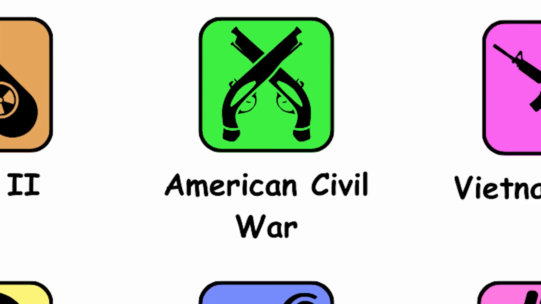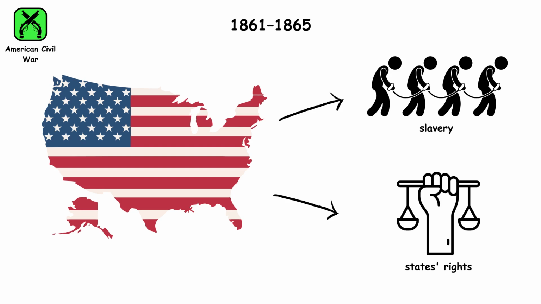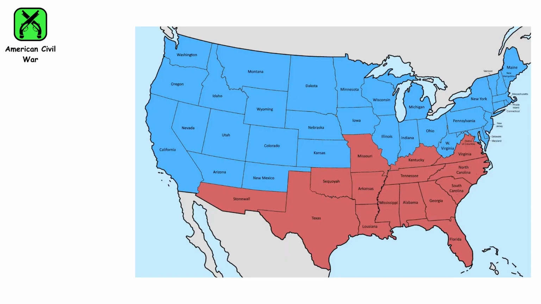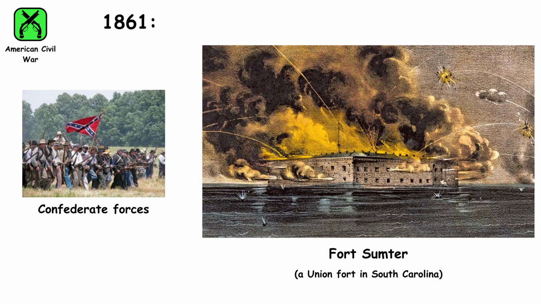American Civil War, 1861–1865. In the mid-19th century, the United States was torn apart by deep divisions over slavery and states' rights, leading to the secession of southern states and the formation of the Confederacy. And the northern states formed the Union. The conflict erupted in 1861 when Confederate forces attacked Fort Sumter.